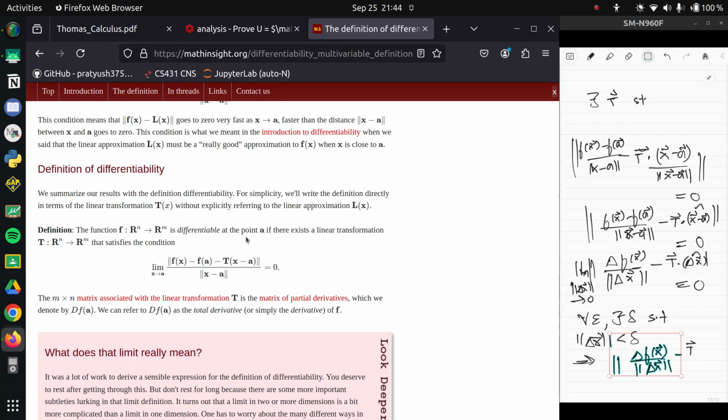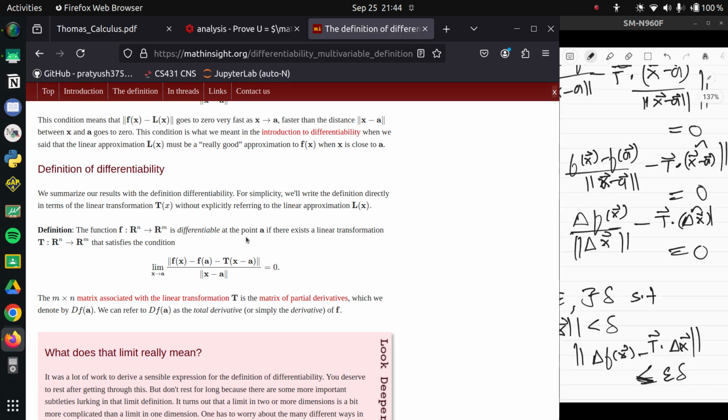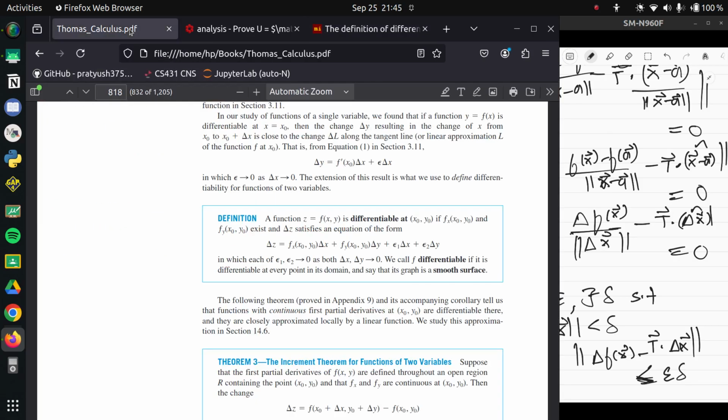Or you might even say this is the definition. So this norm should be less than epsilon, not even equal to, just less than epsilon, for the norm of delta x less than delta. So with a bit of a delta deviation, this should happen. So that's the actual definition, which is very different from what's given over here.